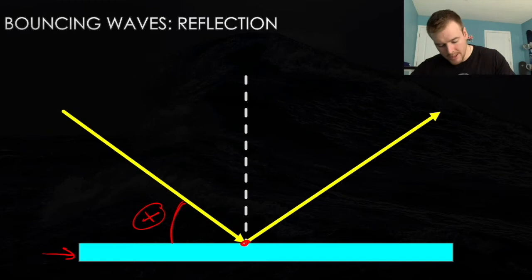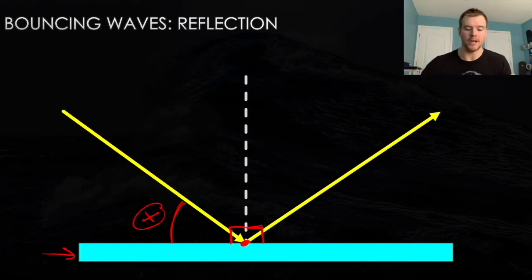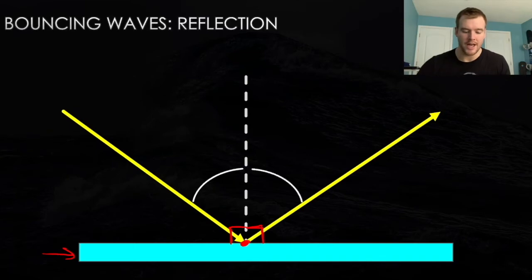So I'm gonna put a point here. That's where the wave is hitting the surface. And the normal line is 90 degrees to the surface at that point, right? And so we're gonna measure the angle of the wave to that normal line. So I'll erase the one we don't and show that we measure here and here.